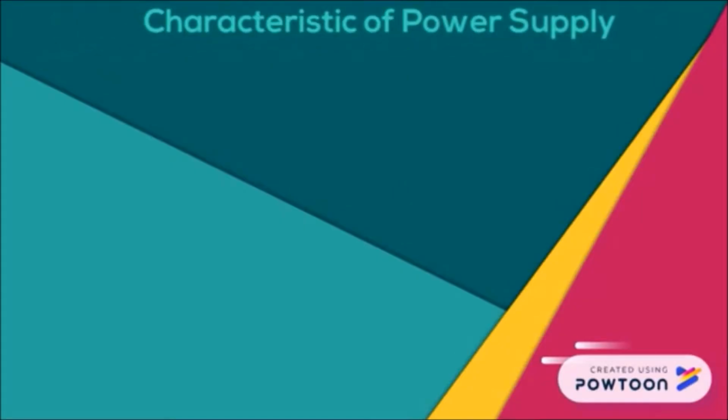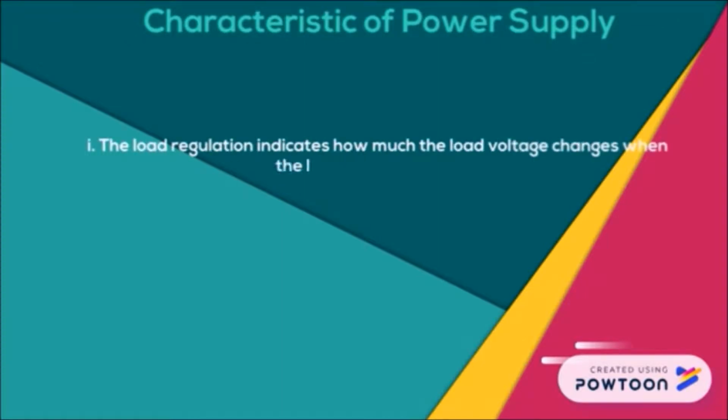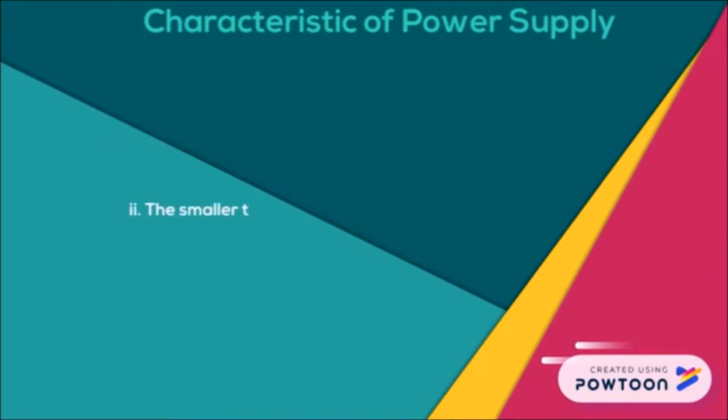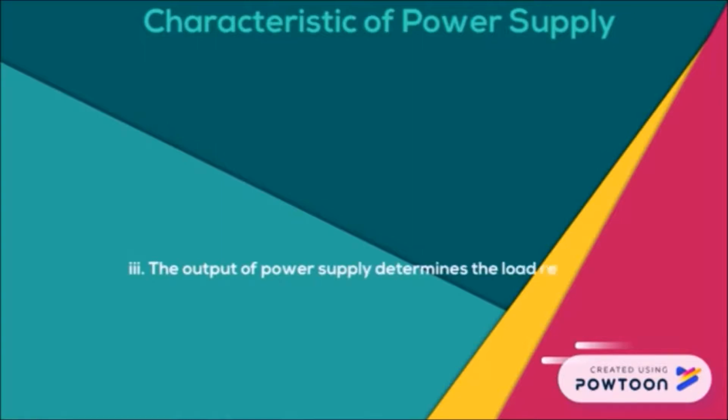The characteristics of power supply. First, the load regulation indicates how much the load voltage changes when the load current changes. Second, the smaller the line regulation, the better the power supply. Third, the output of the power supply is determined by the load regulation.